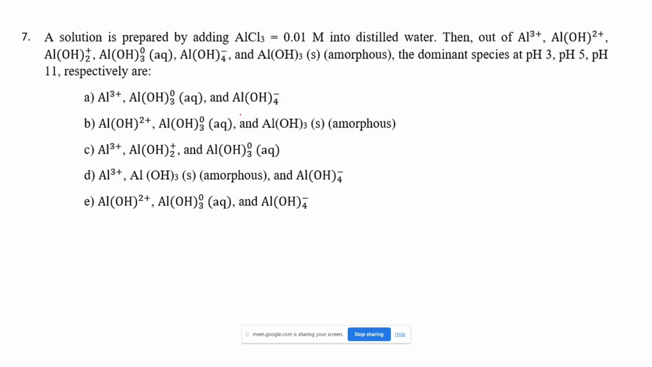So here a solution is prepared by adding AlCl3 into distilled water. Then out of these compounds, the dominant species at pH 3, 5 and 11 are. So we have to find out the dominant species at pH 3, 5 and 11. We have also solved a similar question, so let's go to Visual MINTEQ.